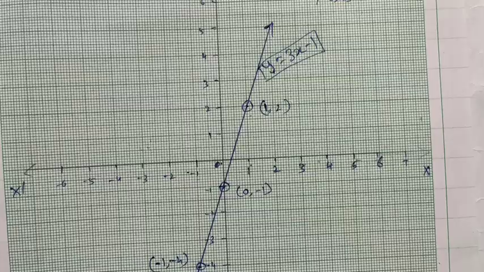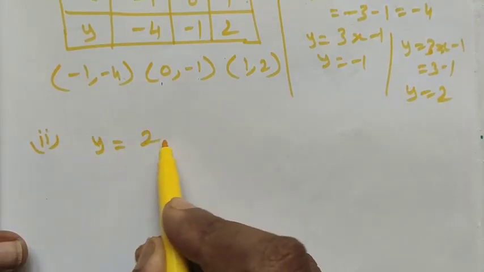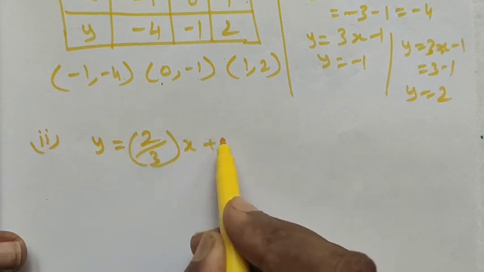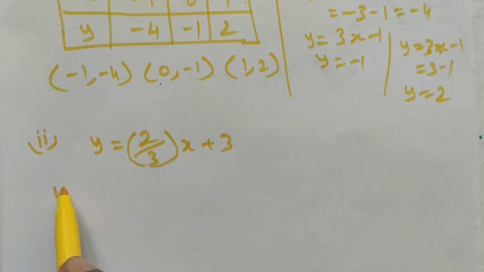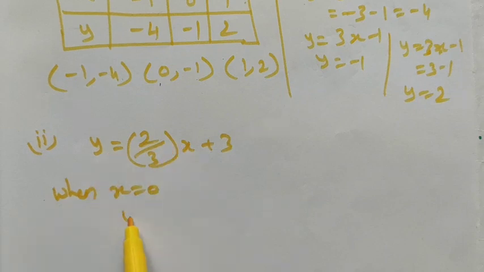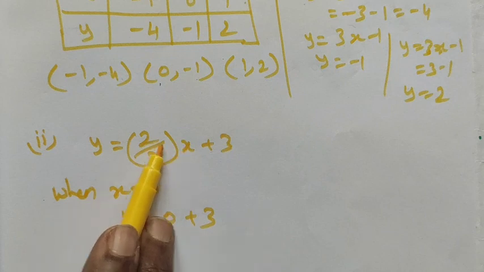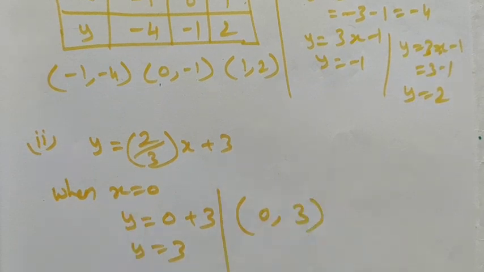Next we see the second problem. See, the second problem is given as y = (2/3)x + 3. Either we can use the tabular form, or otherwise we have another method: when x is 0. In the place of x = 0, we get y = 0 + 3, right? In the place of x = 0, 0 times any number is totally 0. So y = 3. Then the ordered pair is x = 0 and y = 3.